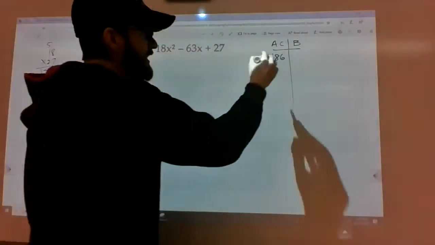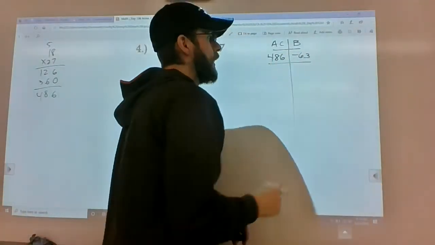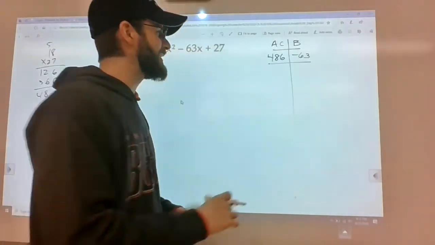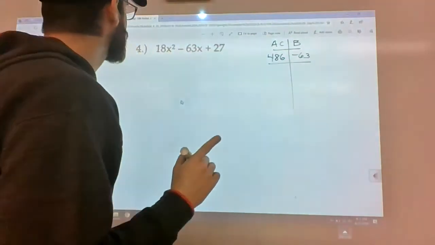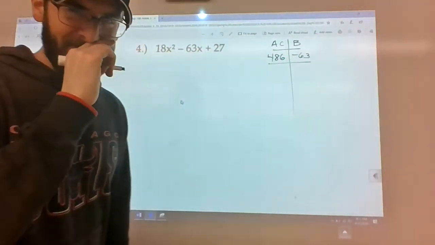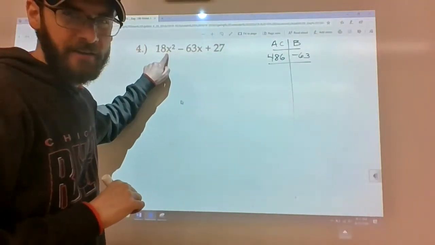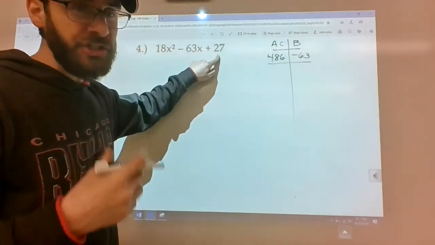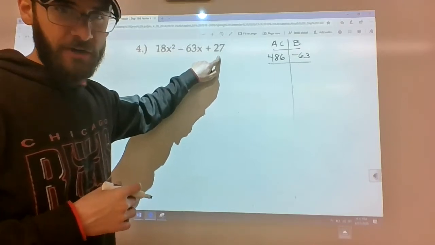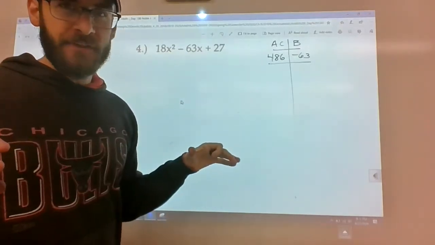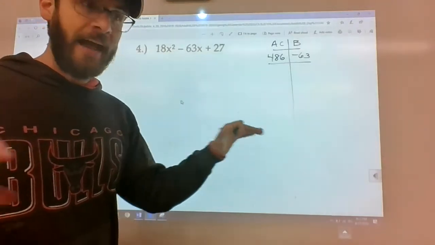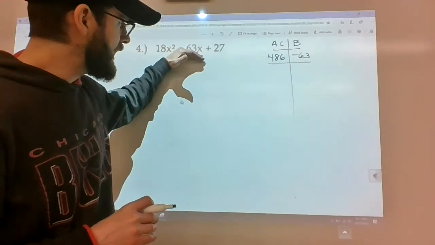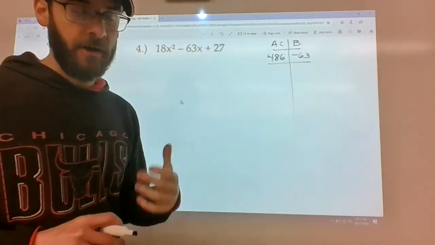All right. And then B is negative 63. Okay, there's a lot of terms for 486, so let's get started. Wait a second. I just noticed something. 18x squared and negative 63x and positive 27, they actually have a GCF. They all share something before I can even begin this process of trinomial factoring, AC method. What does 18x squared and negative 63x and 27 all share?